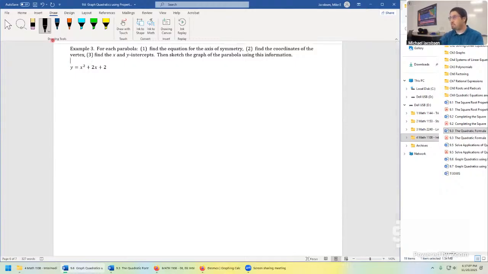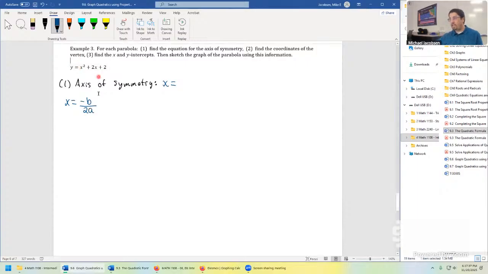So let's start off just by going down the line. First thing we'll get is the axis of symmetry. The axis of symmetry is going to be x equals some number, but we use the vertex formula from above. The vertex formula tells us the x coordinate of the vertex of this parabola is going to be x equals -b divided by 2 times a.